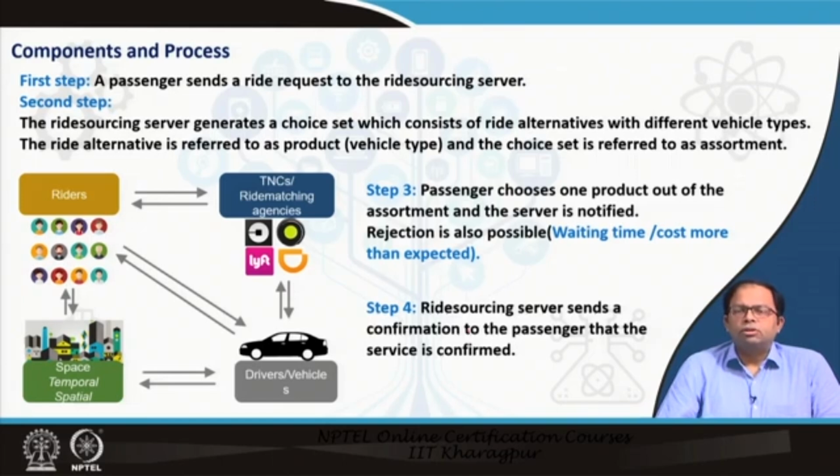That means you get an option to choose different kinds of vehicles. You may also see their cost, and then the ride alternative is referred to as a product or a vehicle type. This is the choice set, and this choice set is also known as assortment. Now, in step 3, the passenger has the option to choose one of these products based on whatever he has been notified, and he can also reject all the products, saying that the waiting time is too much, because this assortment gives you the estimate of price as well as the arrival time estimate, like where the exact vehicle is, when it will arrive and how much time it will take.